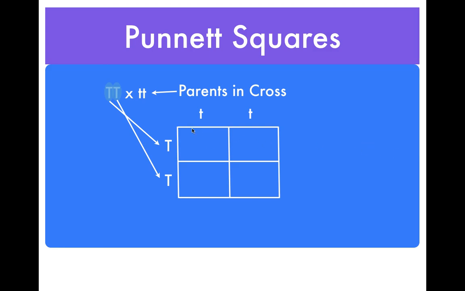Now all we have to do is predict how they come back together. So we take this t into this box, this t into this box, and so on. And we see that all four boxes contain a capital T and a lowercase t. So this is Mendel's first cross. Capital T, true breeding tall, crossed with lowercase t, true breeding short. And all the offspring were tall, but they were hybrids. They were not true breeders. And 3 out of 4 of their offspring would be tall, the fourth one being short.